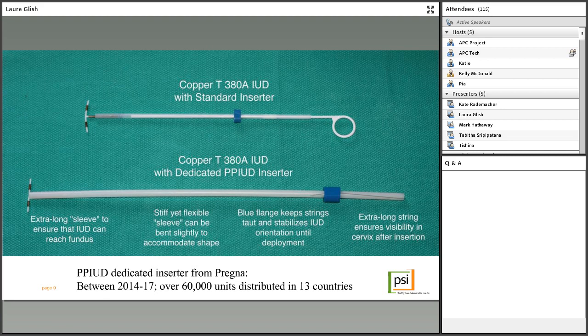And we have already, in the past few years, over 60,000 units have been distributed in 13 different countries. In some countries, they've found that it does not require a separate registration of a product, but can be added on to existing copper T registrations, since the final product itself is the same. This is currently undergoing WHO pre-qualification, which will allow more agencies to be able to procure it and hopefully make it more widely available.